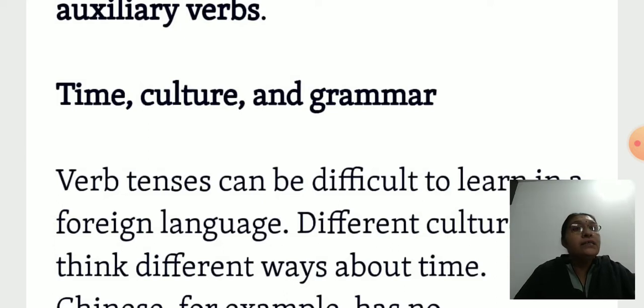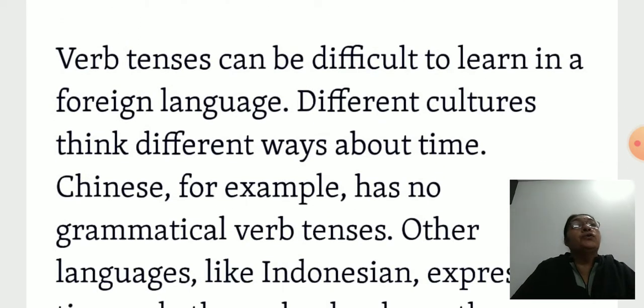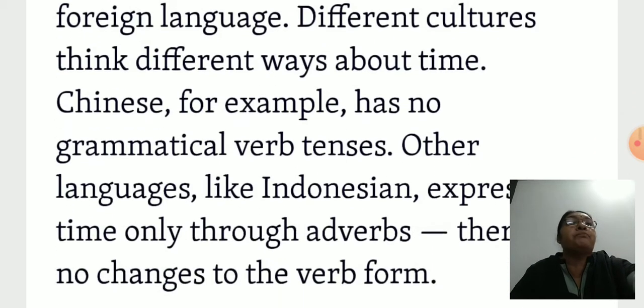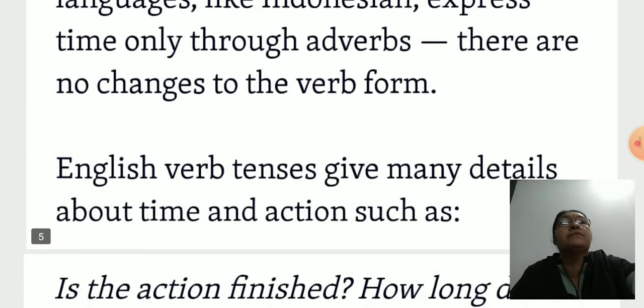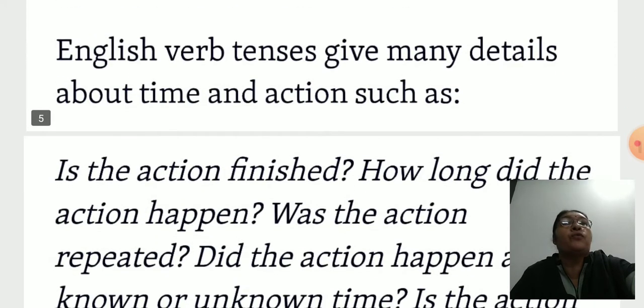We already studied time, culture and grammar. Verb tenses can be difficult to learn in a foreign language. Different cultures think in different ways about time. Chinese, for example, has no grammatical verb tenses. Other languages like Indonesian express time only through adverbs. There are no changes to the verb form.